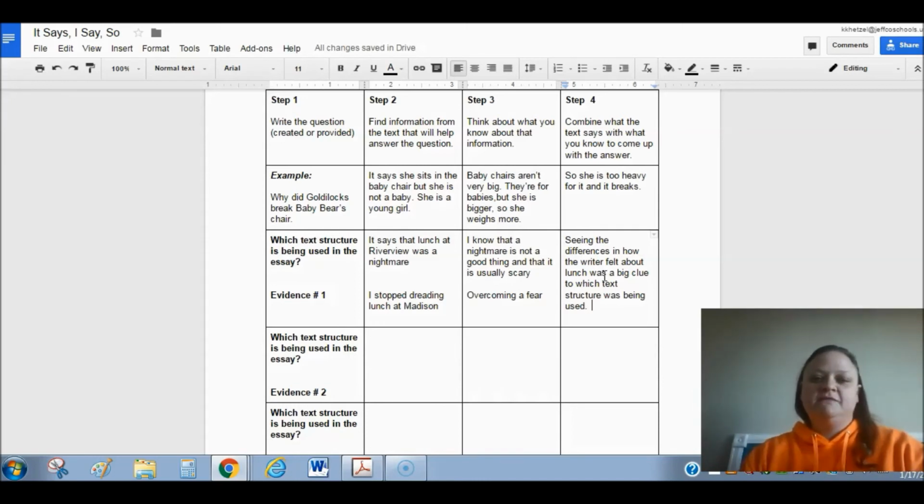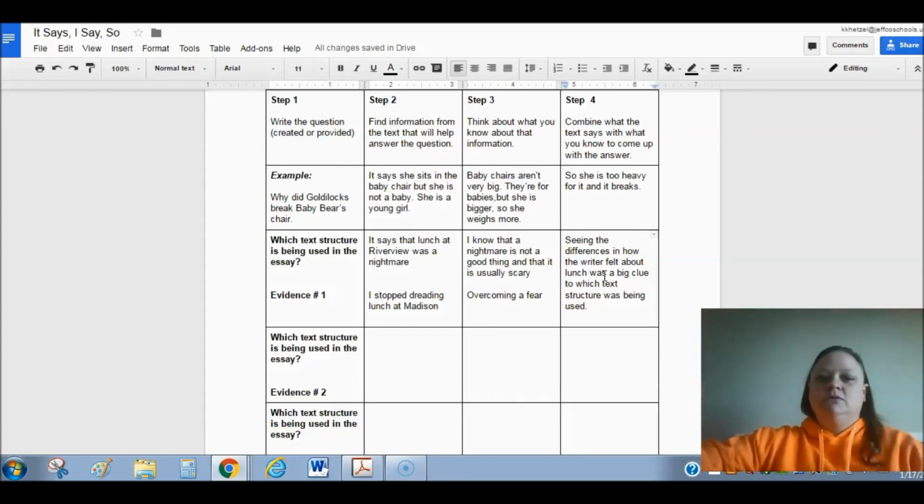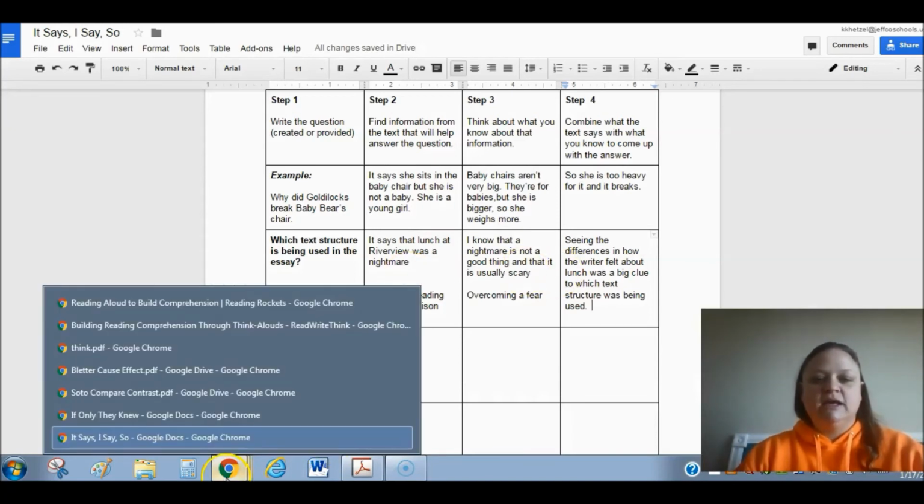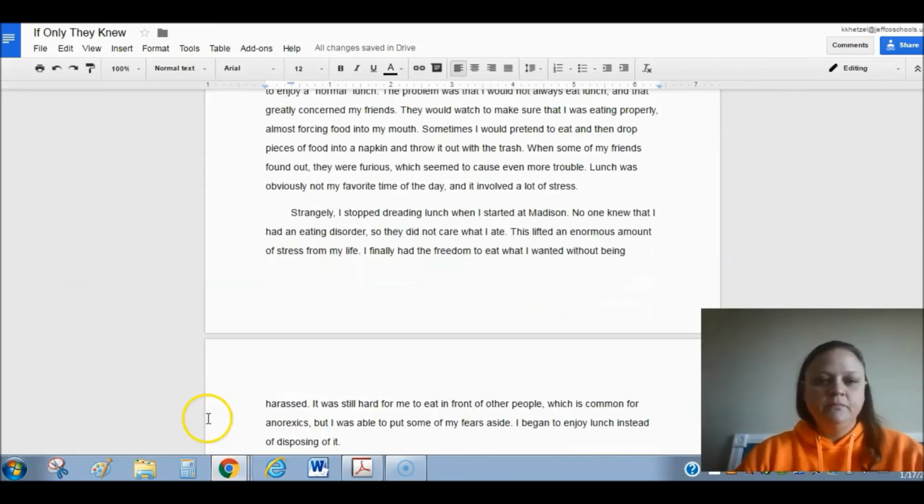So seeing that the friends at school were treating her 2 different ways is a really big hint to me that we might really have a compare contrast. Watching the essay go back from Riverview to Madison, going back and forth, that's something that I see as a really big hint. All right, so then let's check out something else.